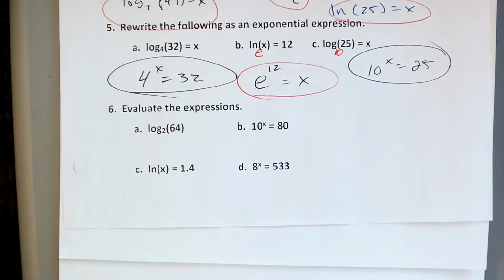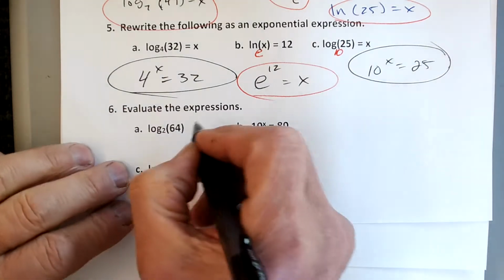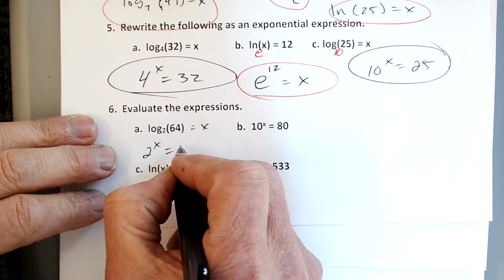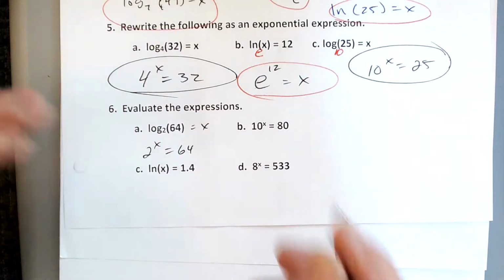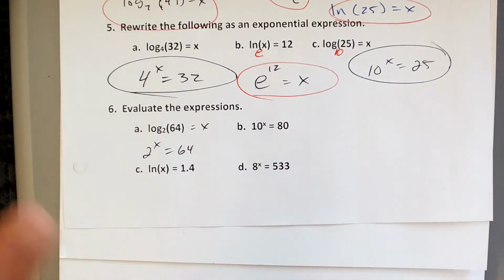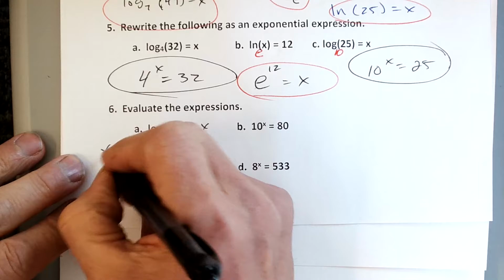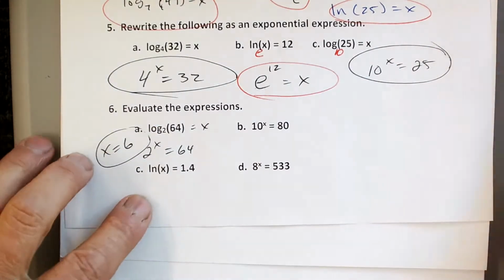Now, evaluate. So there's 2 ways to do it. You can evaluate by your calculator if you have a fancy calculator, or I can just go ahead and go 2 to the x power equals 64. And I know that 2 times 2 is 4 times 2 is 8 times 2 is 16 times 2 is 32 times 2 is 64. I know the answer's got to be 6, but if you can't do it, you can always use a calculator.